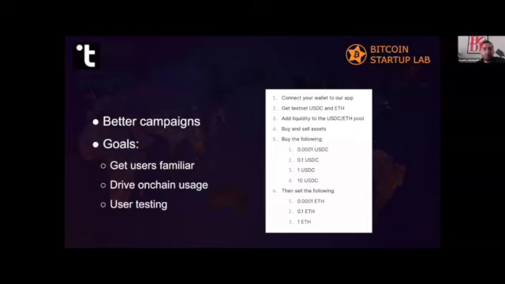So we want to learn about what's working, what's not working. So the number one goal of a go-to-market campaign should be to get as many users familiar with the app. And then to the extent you can drive on-chain usage, that's the best. Even if it's just on testnet, that's great, because you're going to learn a lot about the points of friction, what's working, what's not working in the product.